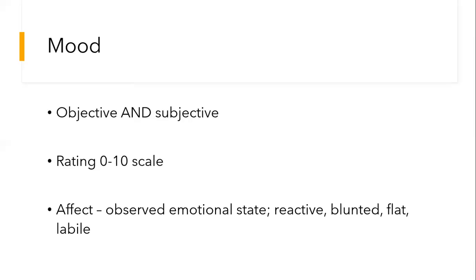Or if somebody is talking about something very sad, you might see them crying or looking a bit upset. Again, that's a reactive affect. They are reactive to the situation and the state that they're in. You may see some other types of affect. A blunted affect is when there's reduced emotional reactivity in the face, sometimes seen in chronic schizophrenia, and it's one of the negative symptoms of schizophrenia.